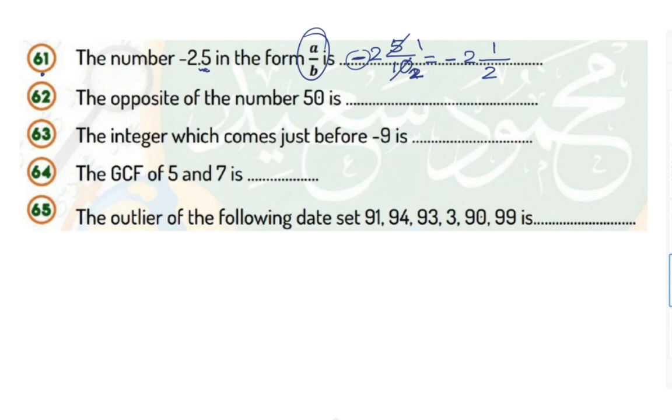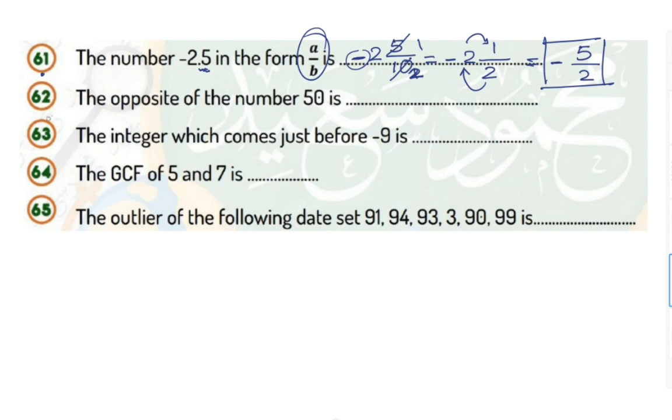Now he needs it as a fraction. I can convert this mixed number to a fraction. How? With the same denominator, multiply 2 by 2 and add 1. 2 times 2 equals 4, plus 1 equals 5. So negative 5 over 2.